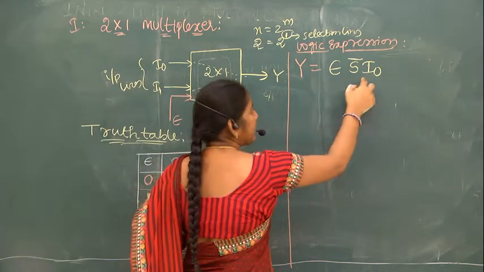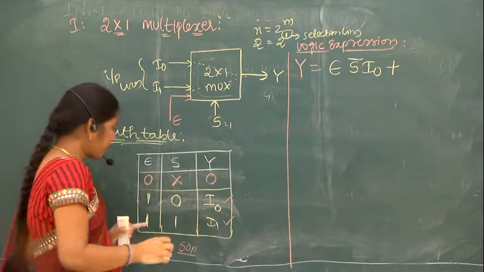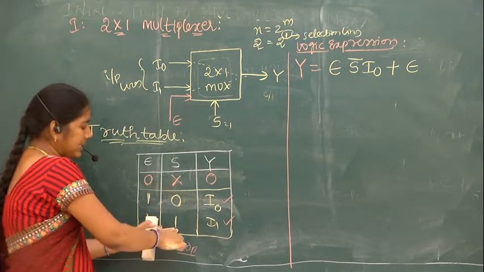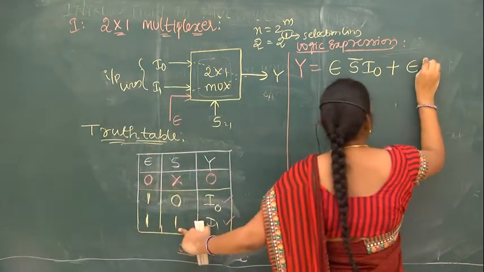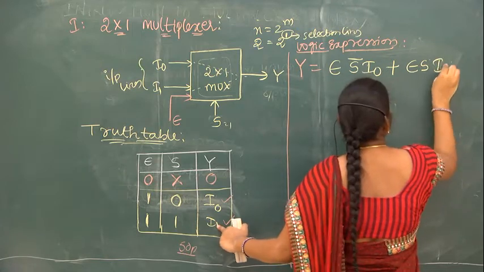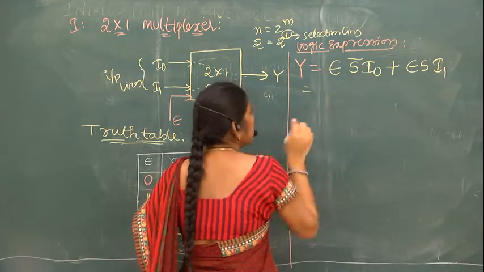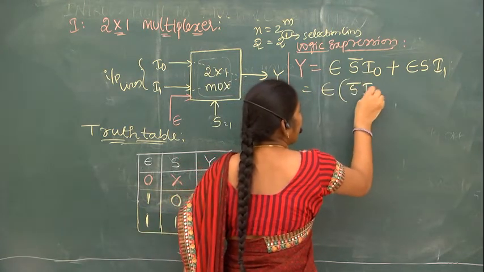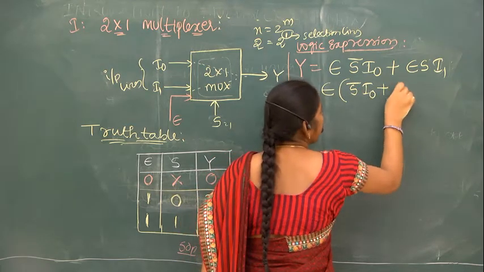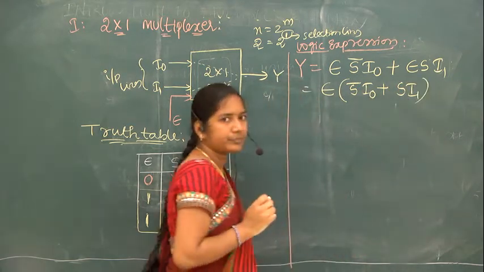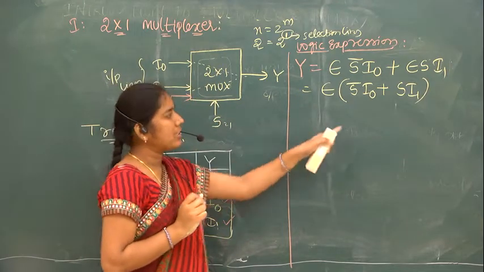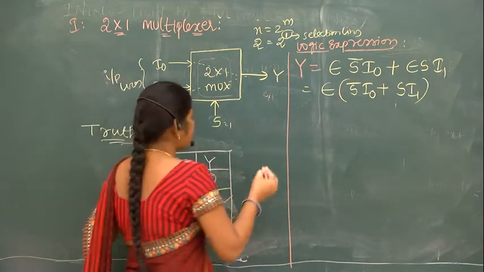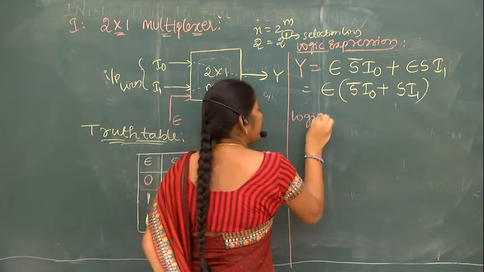So I can write E S bar I0, or one more is E, S in uncomplemented form, so S, and this is I1. Now in this logic expression, E is common, take E as common, we can write S bar I0 plus S I1. Now we know the logic expression for this 2 cross 1 mux. Once you know the logic expression, then we can develop the logic diagram.